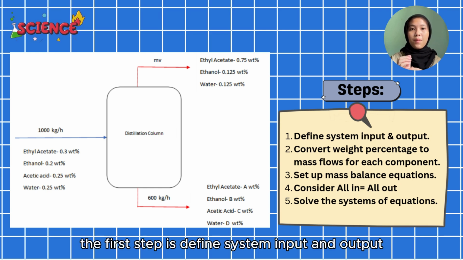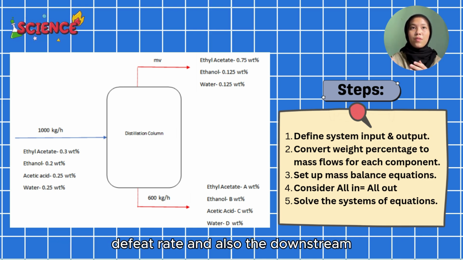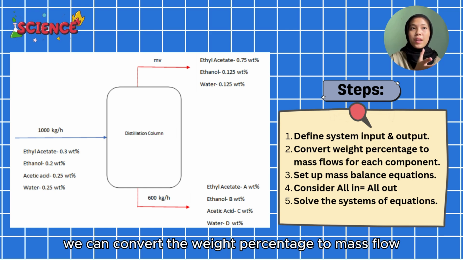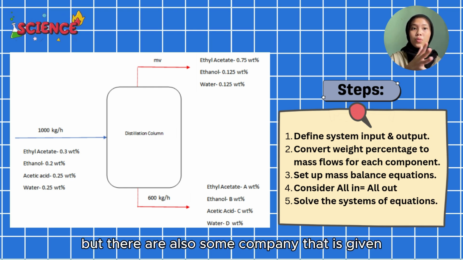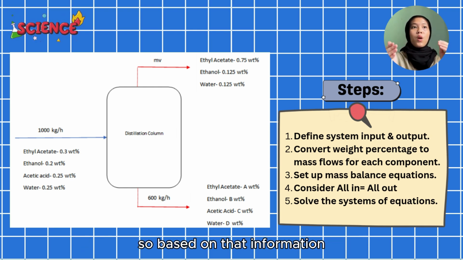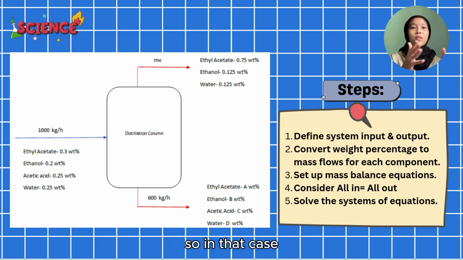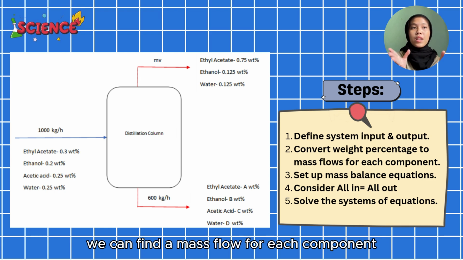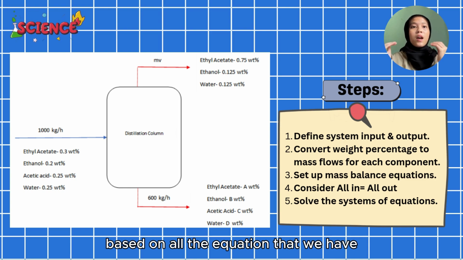The first step is to define the system input and output, which I have explained just now: the feed rate and also the downstream and the upstream. Then we can convert the weight percentage to mass flow for each component. In this case, some components are not given, but some components are given. So based on that information, we have to set up a mass balance equation, considering all in and all out equations. In that case, we can find the mass flow for each component. And the last step is to solve the system of equations based on all the equations that we have come up with.